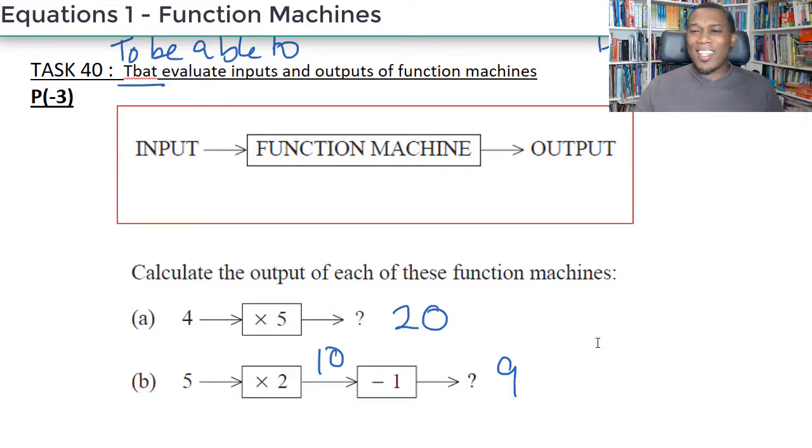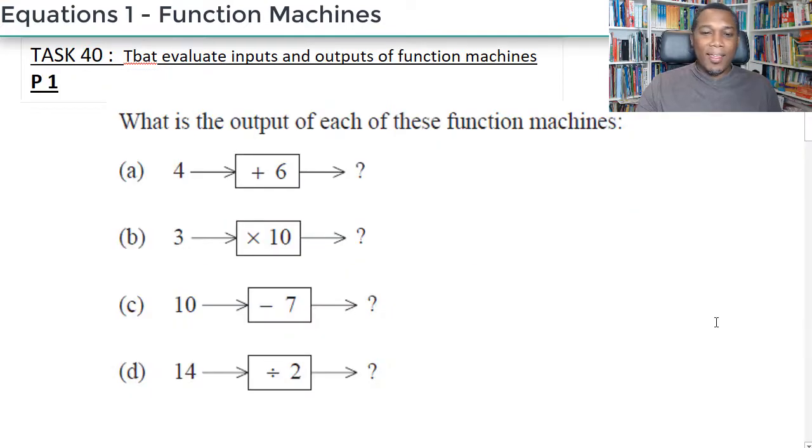So let's not have me doing too much work. This is all about you. Here are four of them for you to do. These are one-step function machines. If you want to, pause the video and get these down. The question mark is what? What is the output on these? So off you go on those, please.